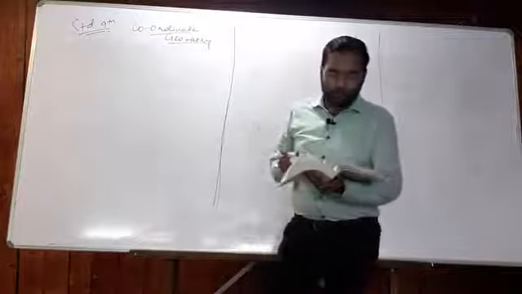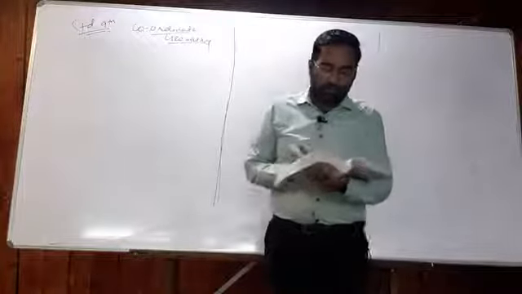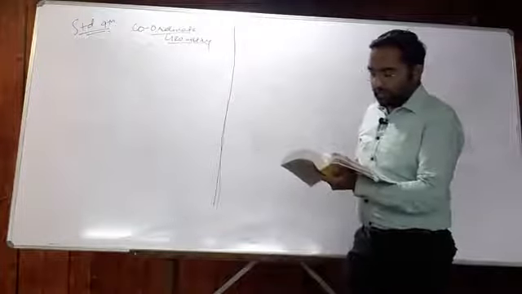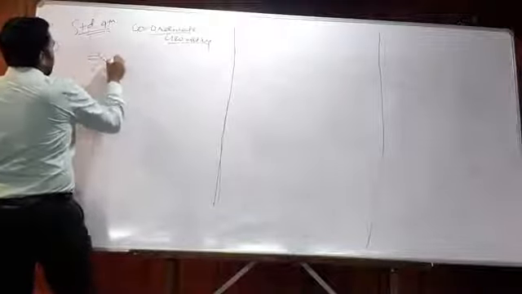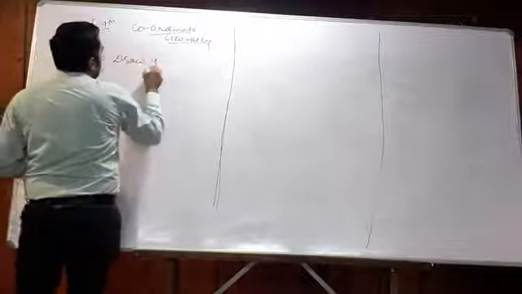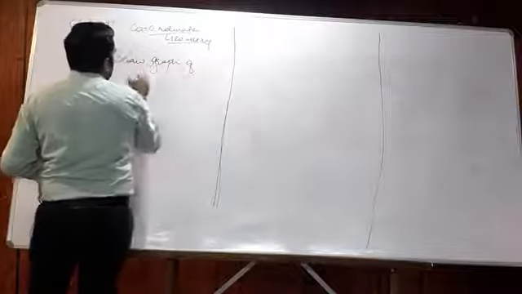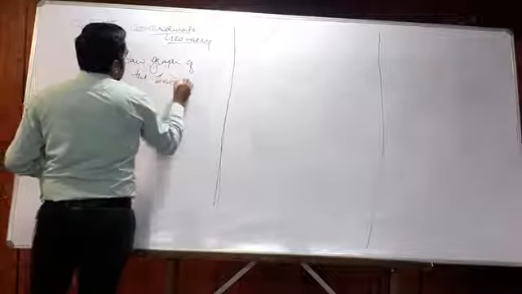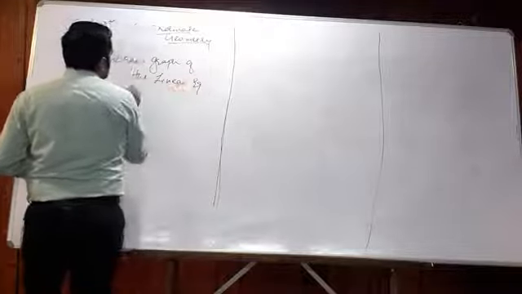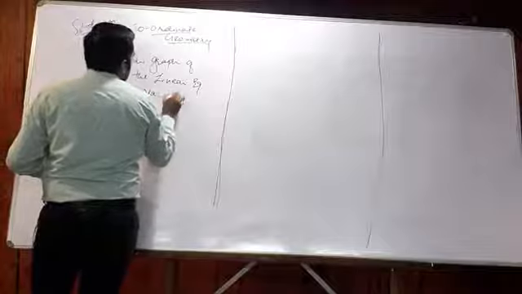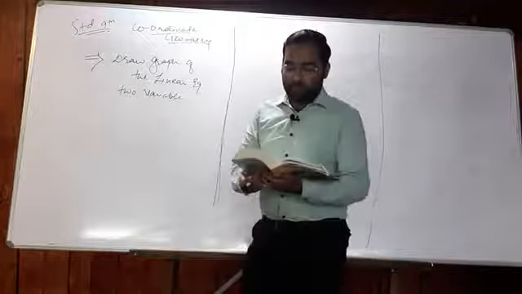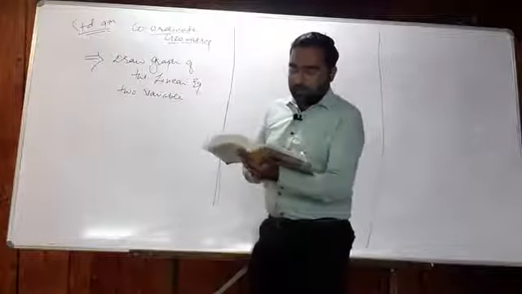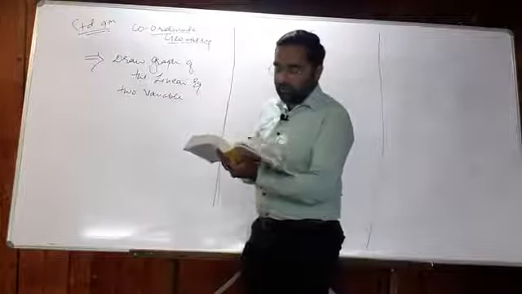Okay, so let's start. As per the previous lecture, we already learned about coordinate geometry, and in coordinate geometry we have to draw the graph of the linear equation in two variables. We have learned about the linear equation in two variables, and we have already drawn a graph of the linear equation in two variables.